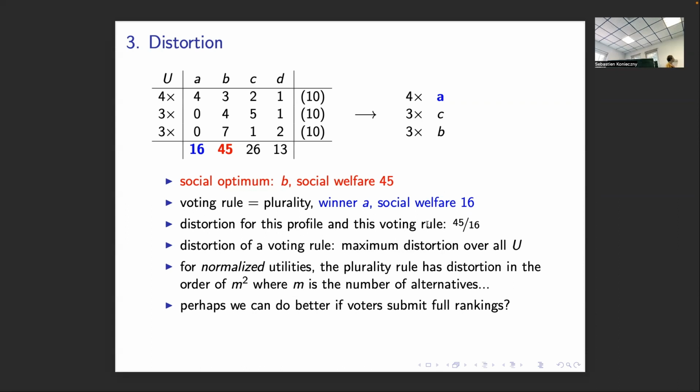Question: for a given voting rule, what is the worst-case distortion over all profiles? For plurality, we will find that it is in the order of m squared. Do you have time? Yes, I have time to do it. It takes 2 minutes.